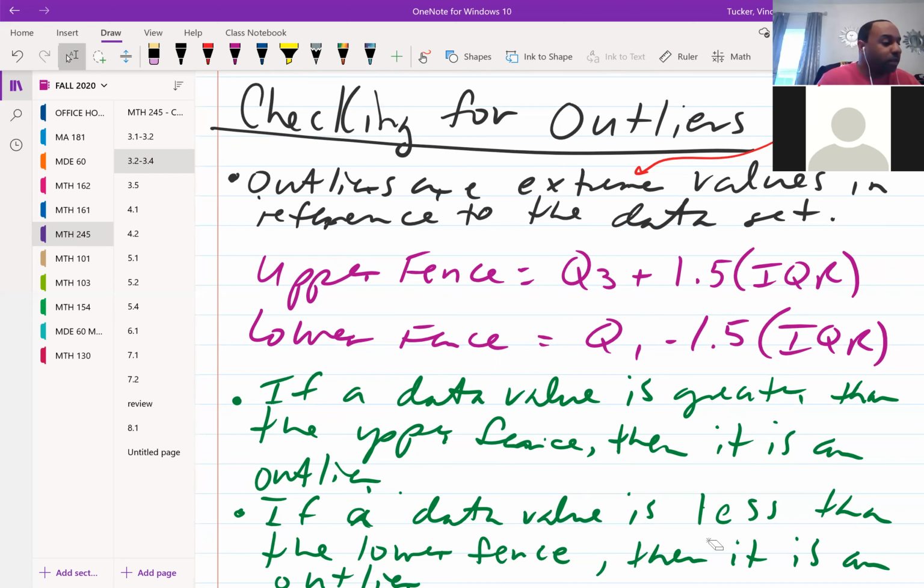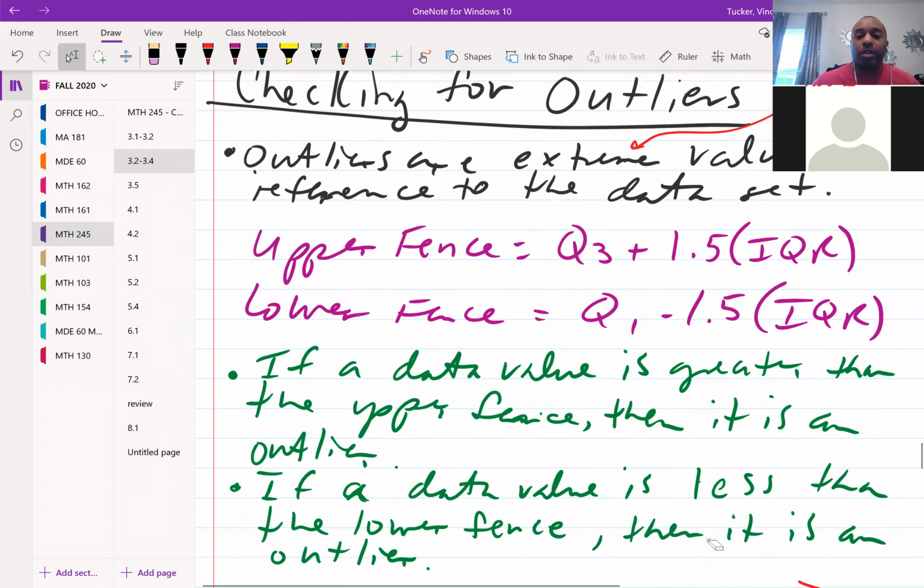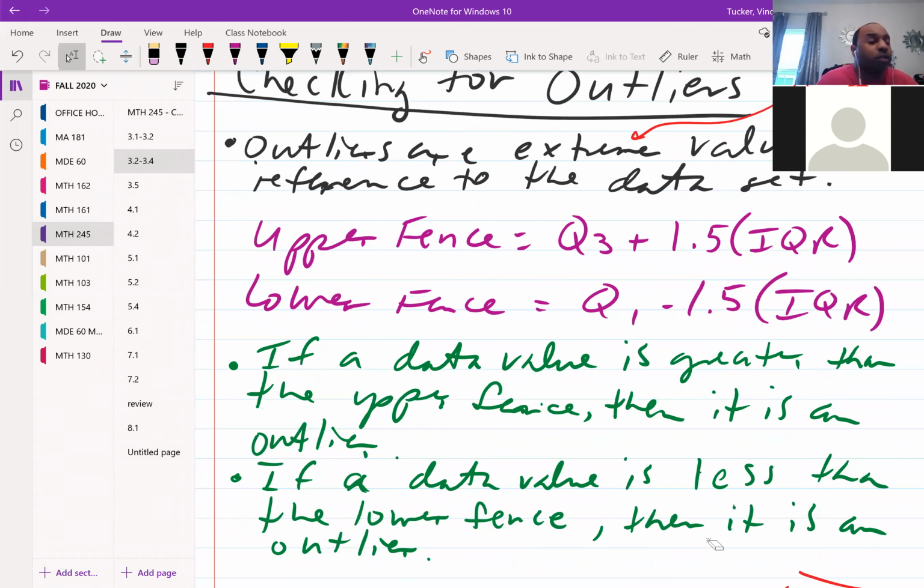So we'll create these fences. We'll have an upper fence and a lower fence. And so if a data value is greater than the upper fence, then it will be an outlier. Or if a data value is less than the lower fence, it will be considered an outlier. So the upper fence will be Q3 plus 1.5 times the IQR, and the lower fence will be Q1 minus 1.5 times the IQR.